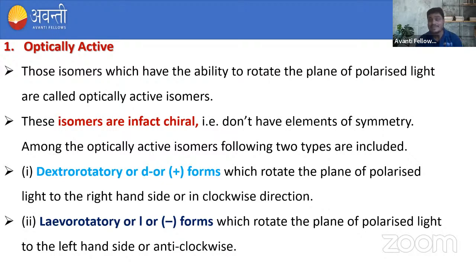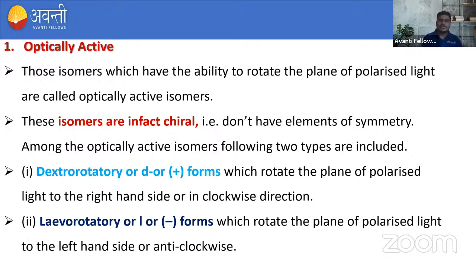These isomers are in fact chiral, which means they don't have an element of symmetry. Among the optically active isomers, the following two types are included. One is known as dextrorotatory, also represented as D or plus form. Another is known as levorotatory, or L, denoted by the negative form, which rotates the plane of polarized light to the left-hand side, or anti-clockwise.